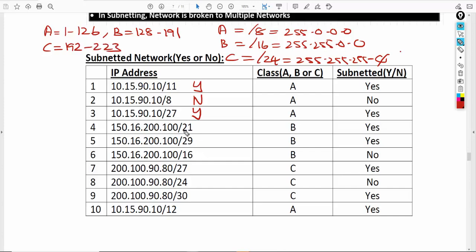Okay, so they are all B, but this one is /16, so not subnetted. This is subnetted. This is subnetted. And these are all class C because they start with 200. This is not subnetted because it is exactly /24. This is yes. This is yes. This is class A, and this is more than /8, so yes, subnetted. So you can fill it up here; I just wrote them right away, so you can check and verify. Guys, do the same exercise multiple times so that you know it.